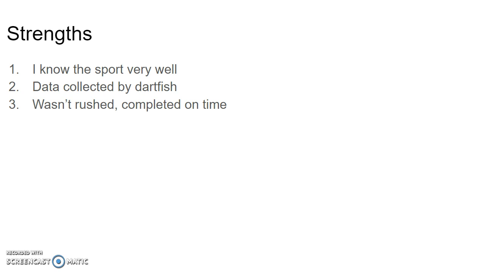The data collected was done by Dartfish, so this was a big strength because it made it a lot easier for me, because doing it by hand notationally meant that I would have loads of paperwork, and then if I lost some of it, it would have been a big issue. But because of Dartfish, it made it a lot easier process, so not much of my work was lost, and it can be done a lot quicker than usual.